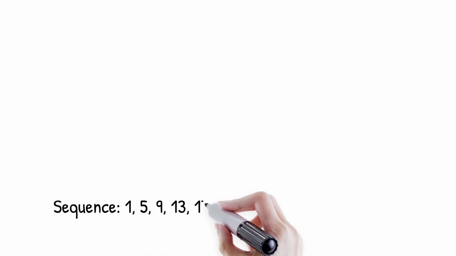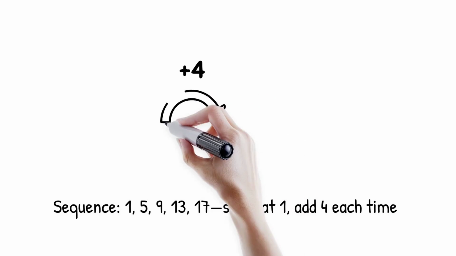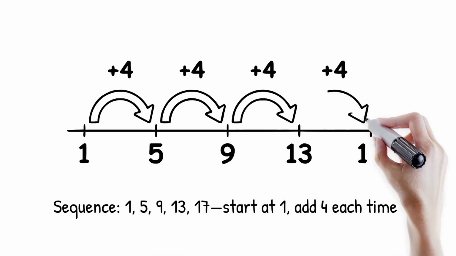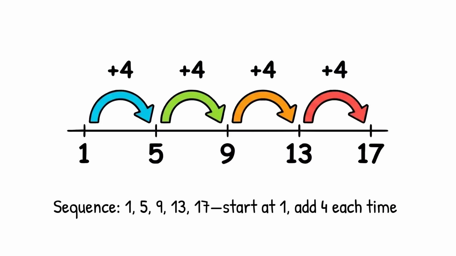Suppose the sequence is 1, 5, 9, 13, 17. The first term is 1. The sequence increases by 4 each time. So the rule is start at 1 and add 4 each time. That is a strong verbal rule.